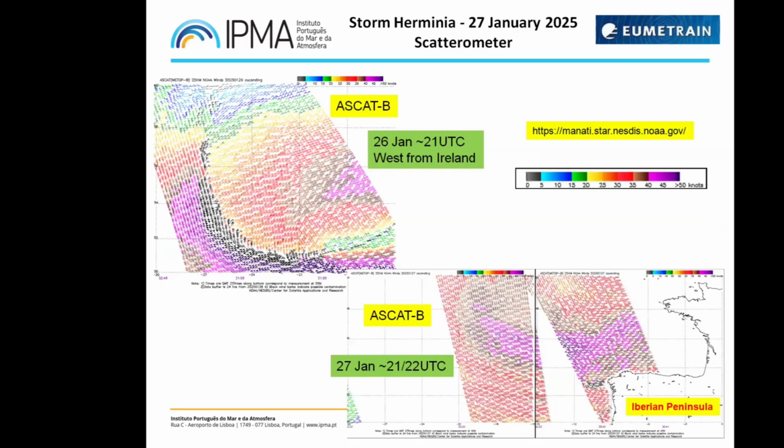Looking also at some scatterometer data for this event, we had 2 passages on the 26th, west of Ireland, with winds above 50 knots, and 2 others on the 27th, near the Gulf of Biscay, which is north of the Iberian Peninsula, with winds above 40 knots.